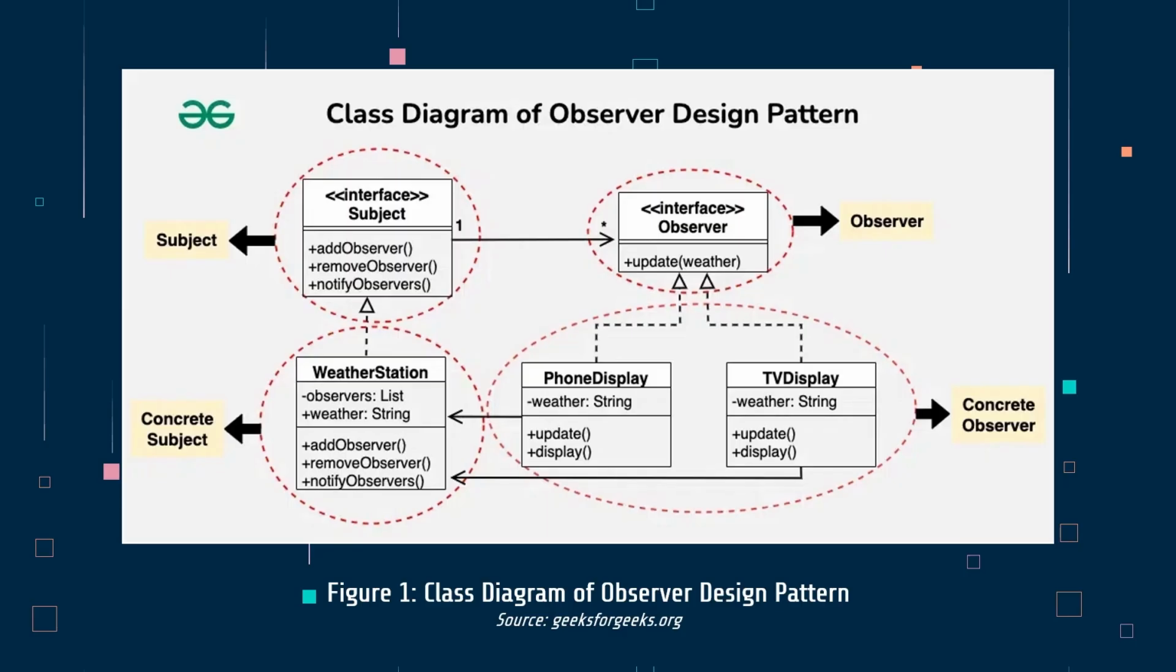Number 3 is the observer interface, namely Observer. It defines a method, updateWeather, which will be called when the subject's state changes. And last but not least are the concrete observers, namely PhoneDisplay and TVDisplay. They implement the observer interface. They maintain a state variable, namely weather string. They implement the updateWeather method to receive updates from the WeatherStation, and they have a display method to show the updated weather.